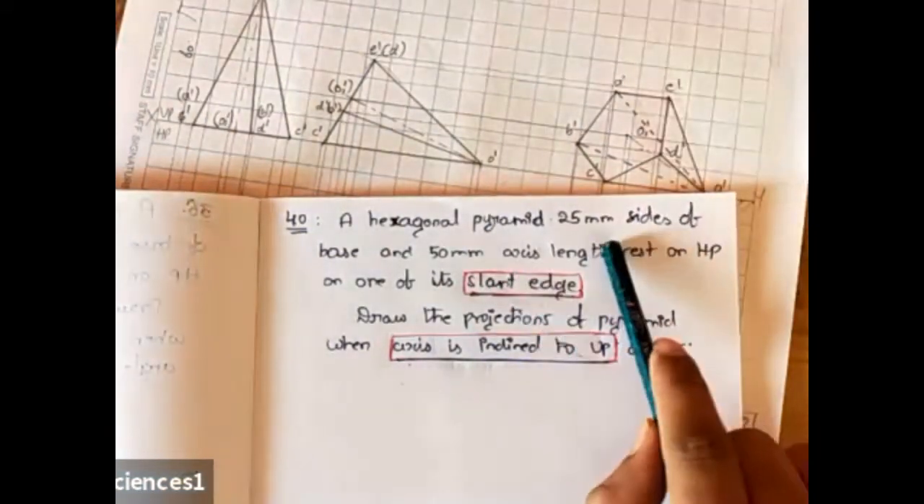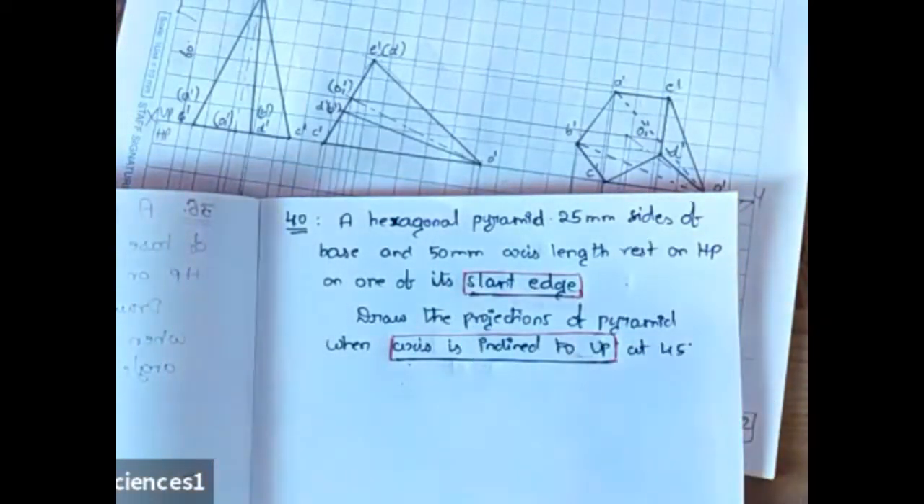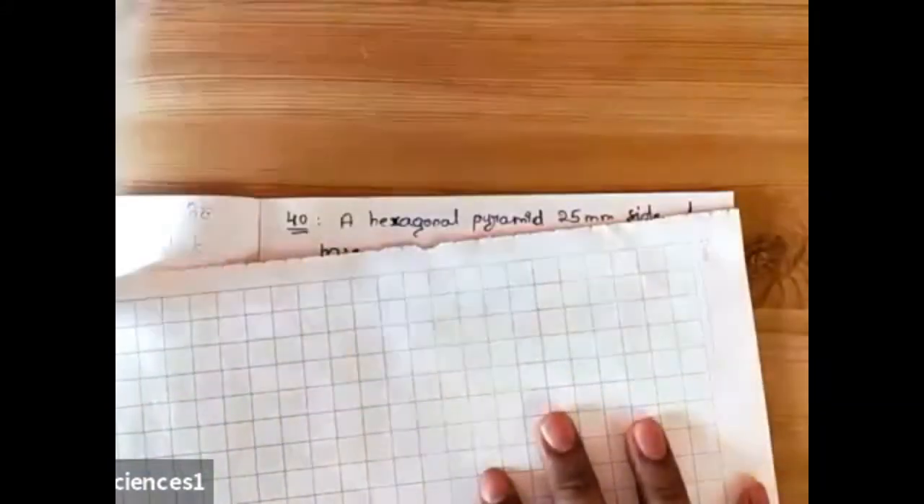A hexagon pyramid, side 25, height 50, is resting on HP with one of the slant edges. Again, the third condition remains the same. The axis is inclined at an angle of 45 degrees to the vertical plane. Now we'll start drawing the hexagon pyramid. The base side he has given you is 25.